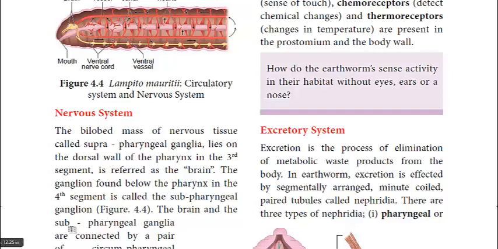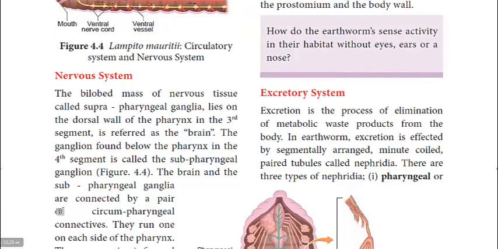Okay, the brain and the subpharyngeal ganglia are connected by a pair of circumpharyngeal connectives.